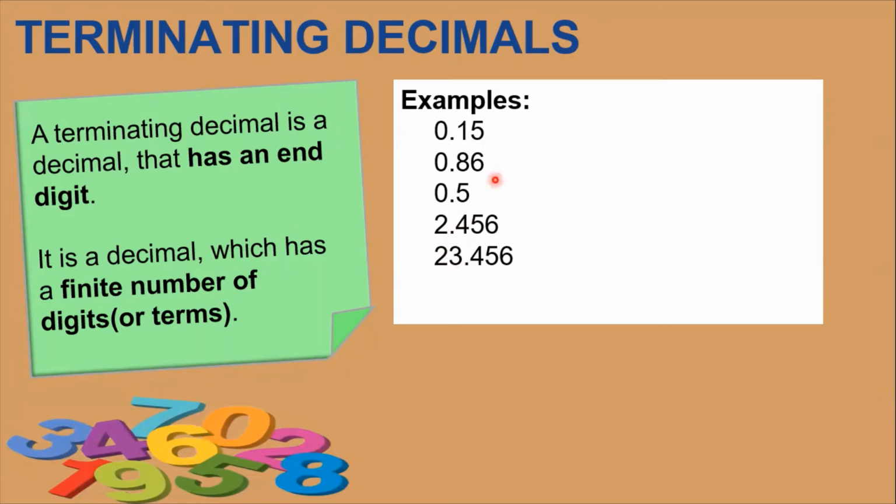For the first example, we have two decimal places, or two decimal digits, which are 1 and 5. For the next one, 0.86, two decimal digits. For the third one, 0.5, one decimal digit. For the fourth one, which has three decimal digits. And for the last example, we also have three decimal digits.